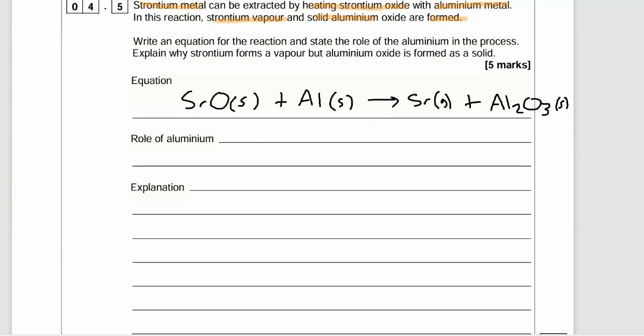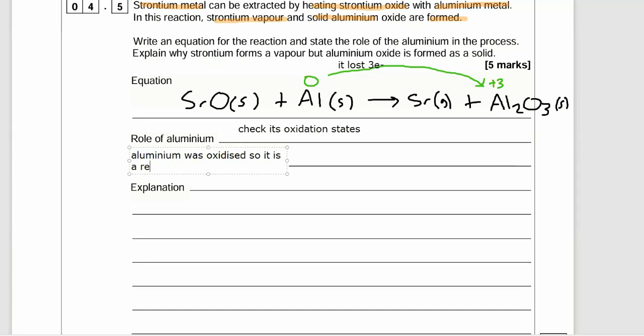Form strontium vapor, so it must be a gas. Vapor means gas. And aluminium oxide, formula Al2O3. Because aluminium is a +3 ion, it's going to join with 3 oxygens. Check the oxidation states to see what the role is of aluminium. You can see here it goes from 0 as an element to +3 when it's joined with oxygen. So it lost 3 electrons, which means the aluminium was oxidized, but that's not its role.